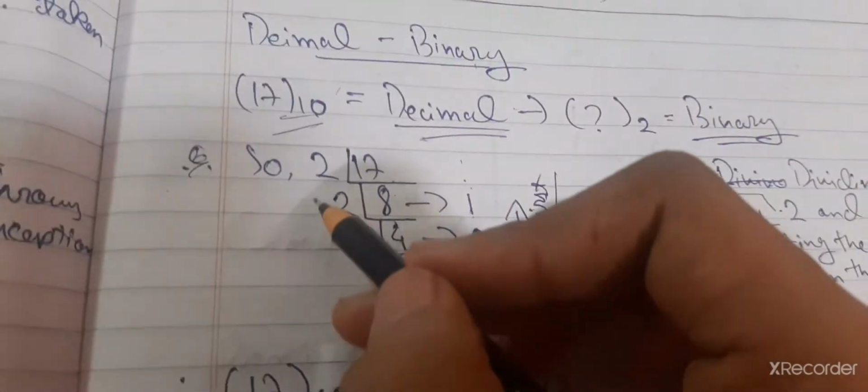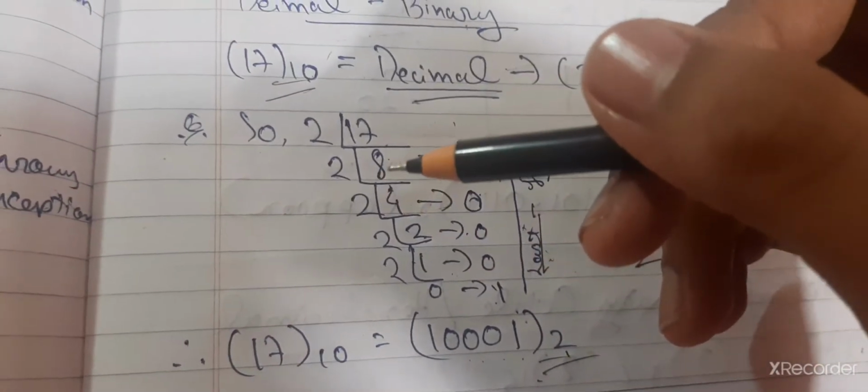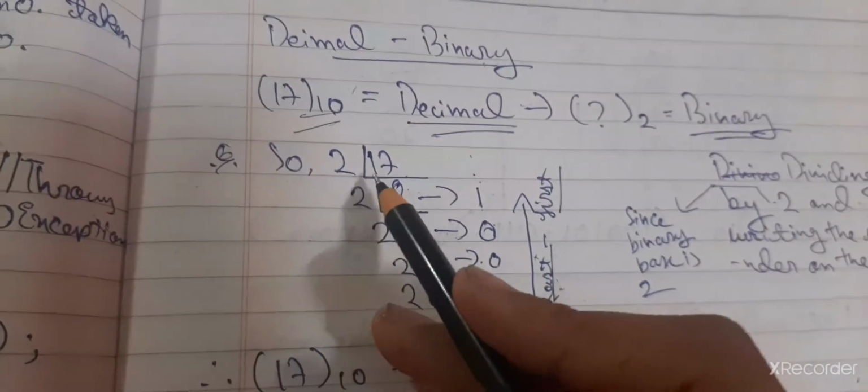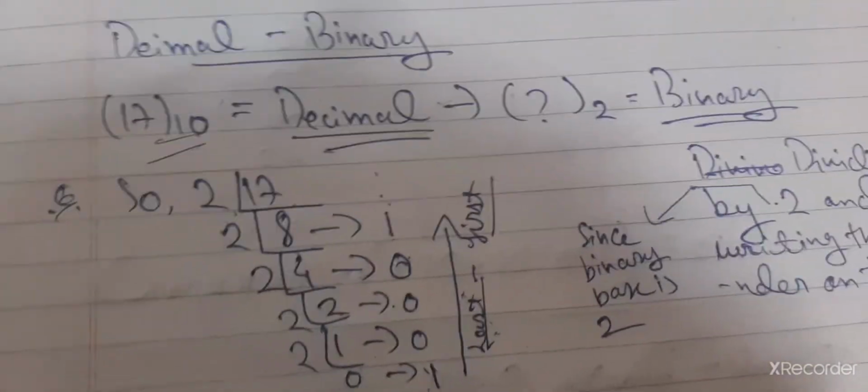Now you may ask why we are dividing with 2. Because the binary number system base is 2. That is why. Now we'll do the vice versa also, that is from binary to decimal.